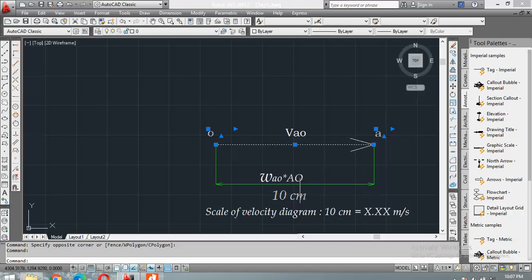Omega into AO indicates velocity in meters per second, so we have to choose an appropriate scale. Whatever the dimension, say I draw it with 10 centimeter length, so that vector we will draw with this magnitude at an appropriate scale. 10 centimeter is only for reference. You can choose any scale.